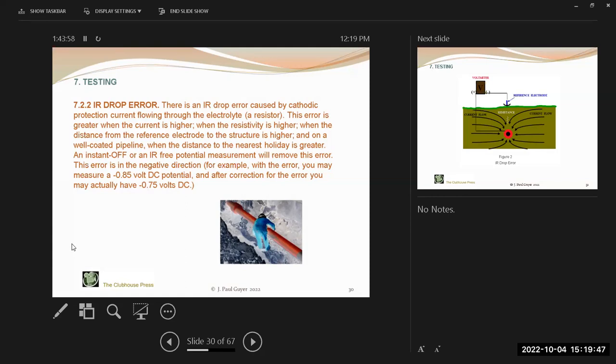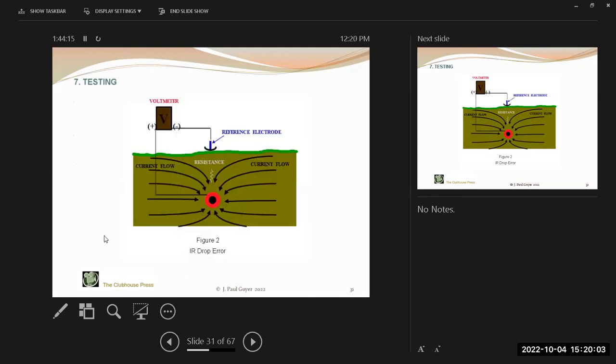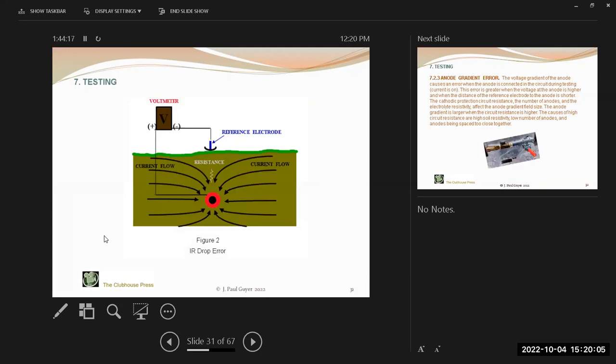This error is in the negative direction. For example, with the error, you may measure a minus 0.85 volt DC potential, and after correction for the error, you may actually have minus 0.75 volts DC. And here we have a simple picture of the voltage drop error IR condition.